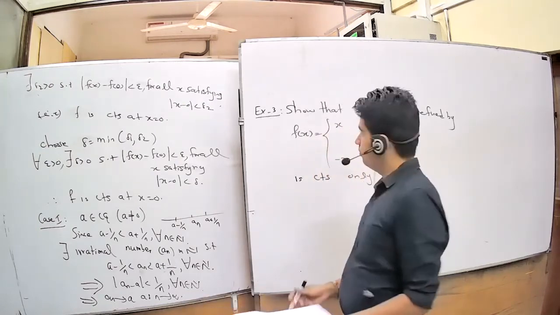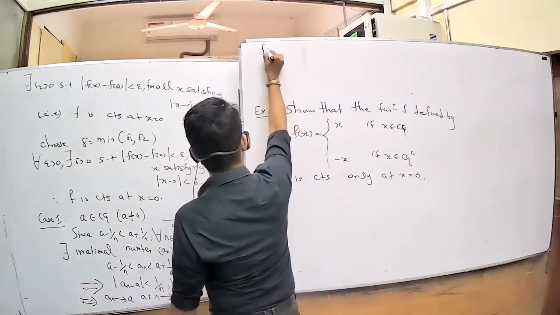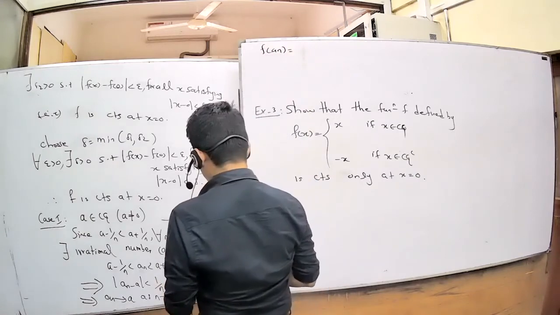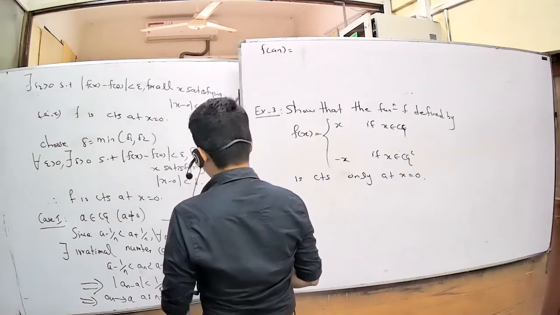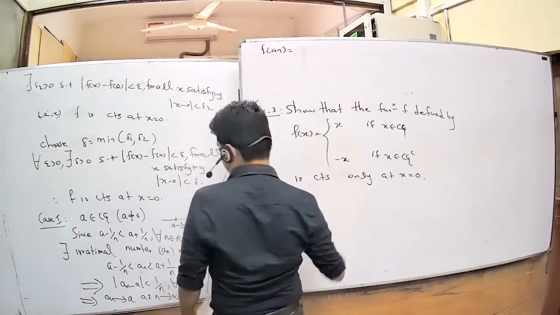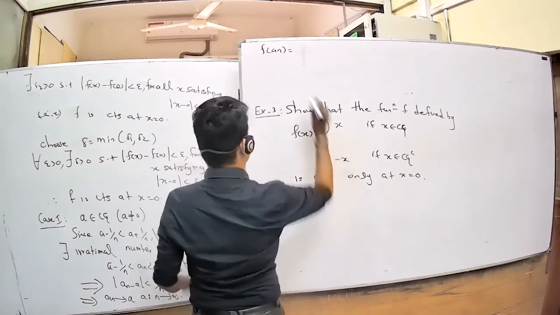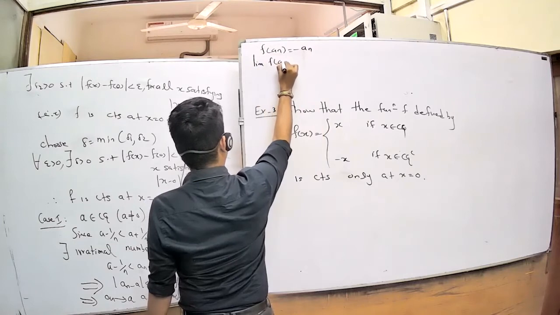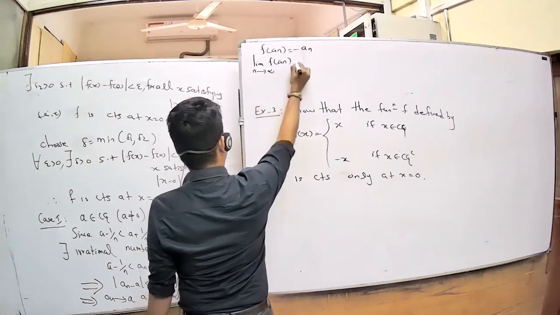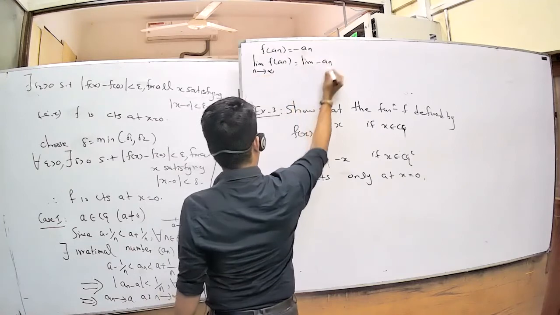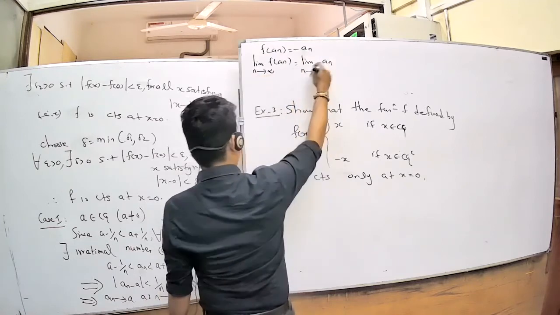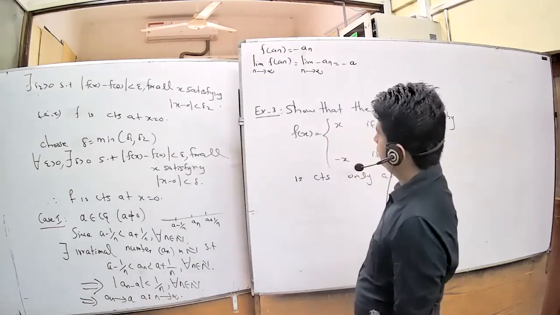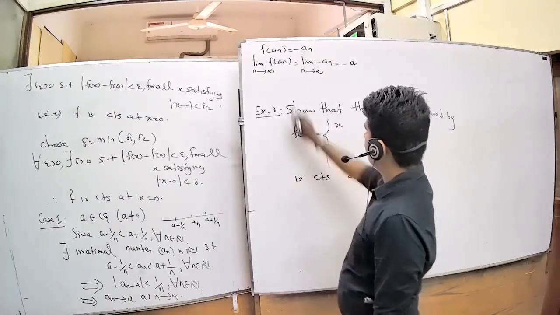what about this f of a n value? What is f of a n? Here a n is an irrational number, therefore f of a n is minus a n. Then you take the limit as n tends to infinity of minus a n. Since a n tends to a, therefore it's minus a. By the sequential theorem, the sequence limit should equal f of a if f is continuous.